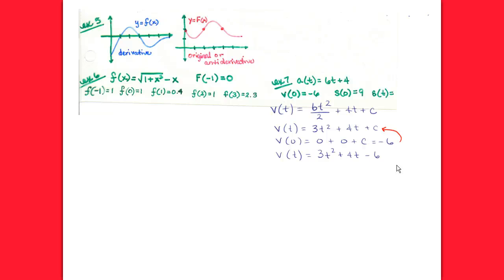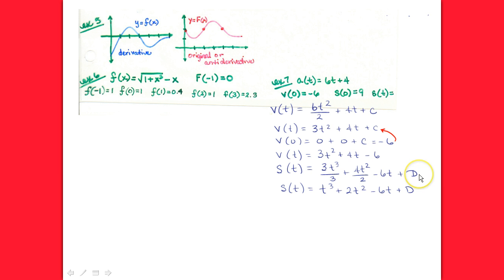All right, now how do I get back to the position function? Antiderivative, right. So the antiderivative of 3t squared is 3t cubed divided by 3, the antiderivative of 4t is 4t squared divided by 2, and the antiderivative of negative 6 is negative 6t. And then don't forget your arbitrary constant. Again, I gave it a different letter this time. And a little bit of simplifying, 3 divided by 3 is 1, 4 divided by 2 is 2.